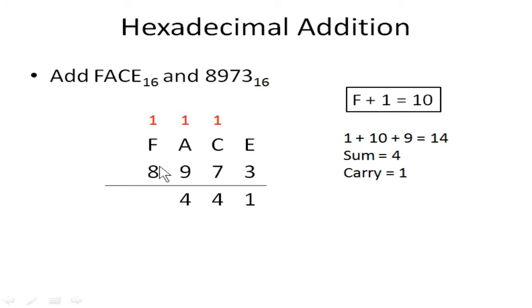Now we have F plus 1, which is 10. So 10 plus 8 is obviously 18. You don't have 16 there, so it becomes 10, and 10 plus 8 is 18. So the sum is 8 and the carry is 1. So you will get 18441 base 16 as the hexadecimal addition result for the given values.